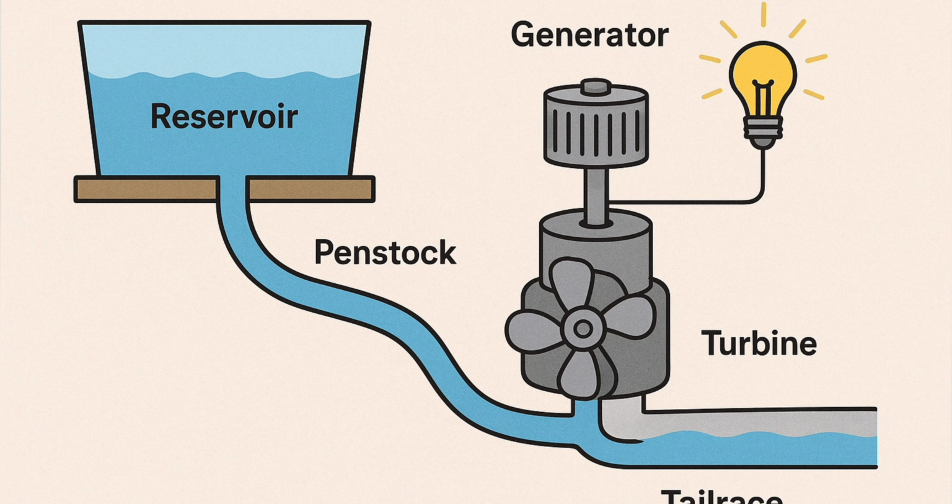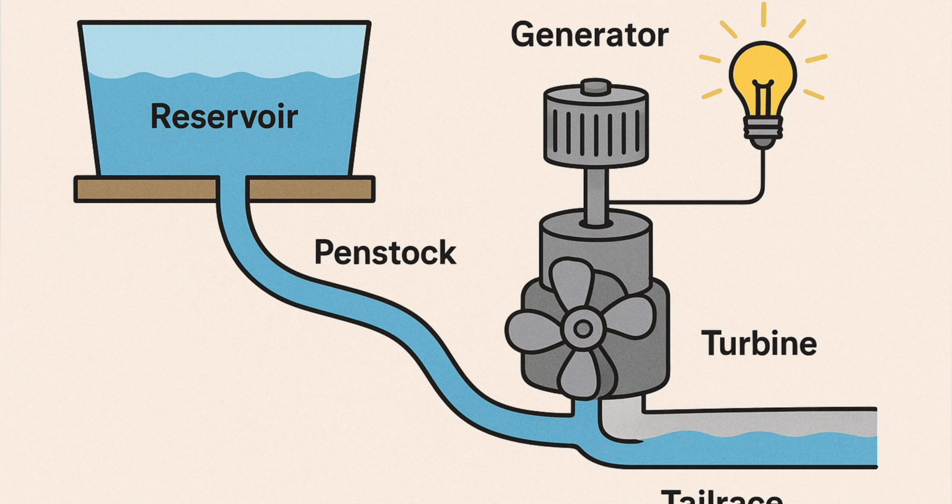4. Rated head, Hr. Definition. Rated head is the specific head at which the turbine is designed to produce its rated or maximum power output efficiently. This value is determined by the turbine manufacturer based on site data, meaning it serves as the reference head for turbine design, testing, and performance evaluation. Example: if the operating head varies between 90 and 100 meters, the turbine may be rated at 95 meters.